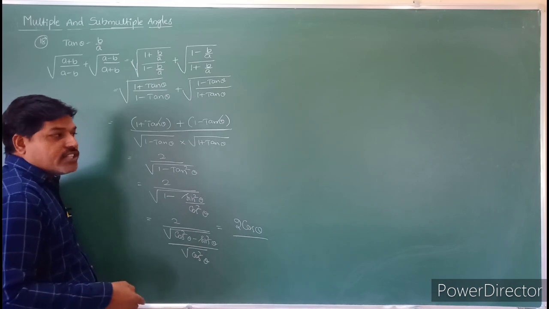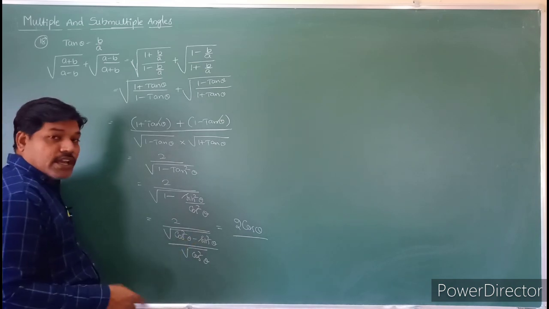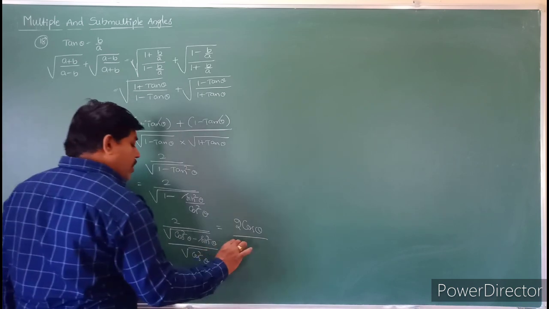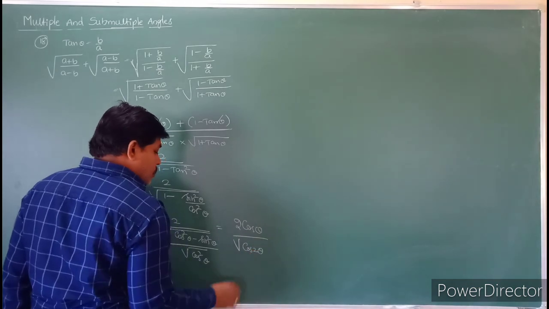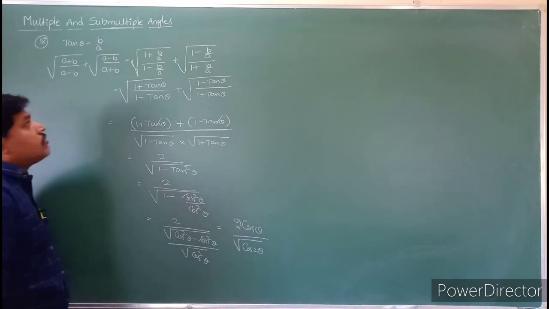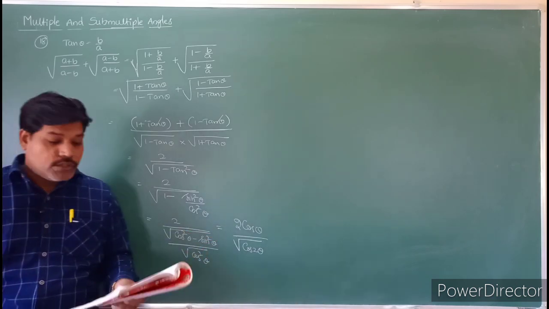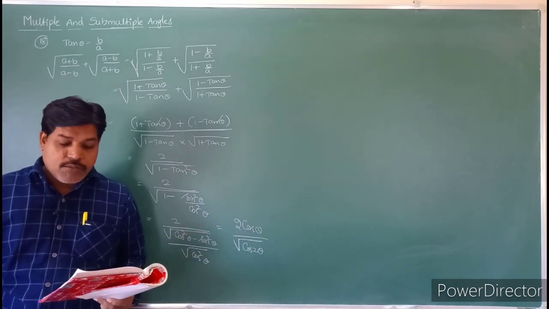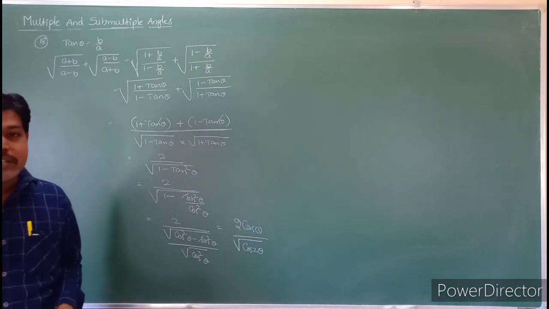Cos square theta minus sin square theta is the cos 2 theta formula. So it will become root of cos 2 theta. So what is the value? It will become 2 cos theta by root cos 2 theta. So check the answer. So the option 2 is the answer.